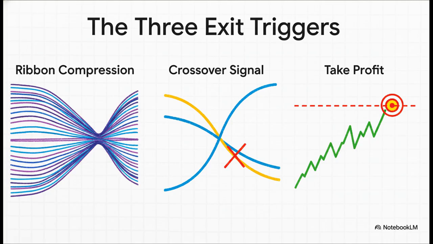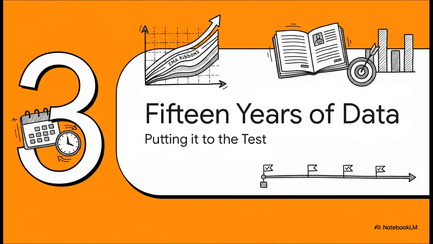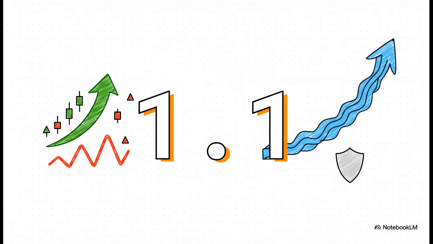Okay, but does this whole systematic approach actually hold up over time? I mean, a playbook sounds great, but it's only as good as its results. So let's put it to the test and look at the performance from a massive 15-year backtest. The big headline number here is the Sharpe Ratio, which clocked in at 1.1. Now, to put that in perspective, professional quants generally consider any Sharpe Ratio above 1.0 to be really good. It basically means you're getting strong, consistent returns for the amount of risk you're taking on.